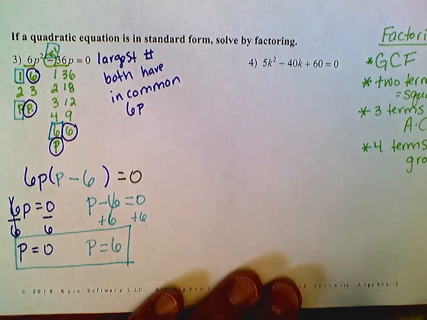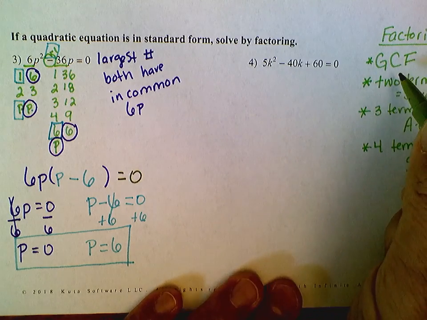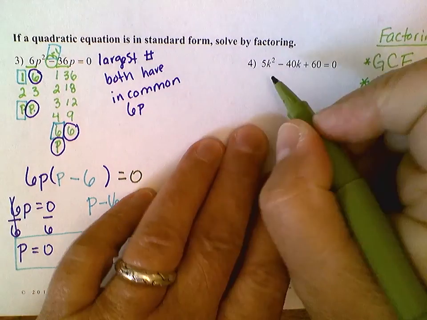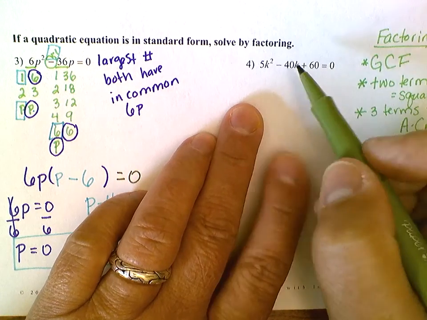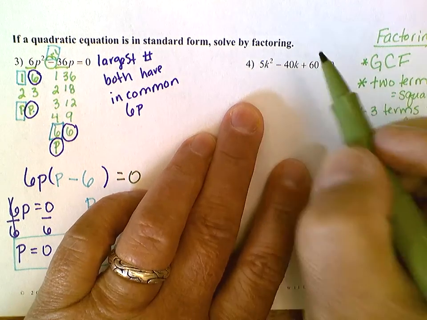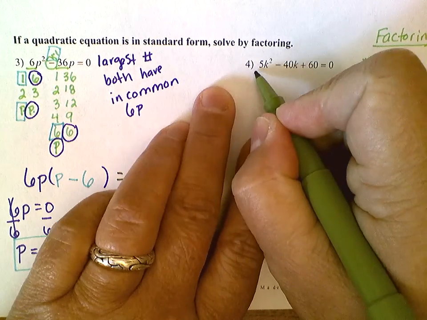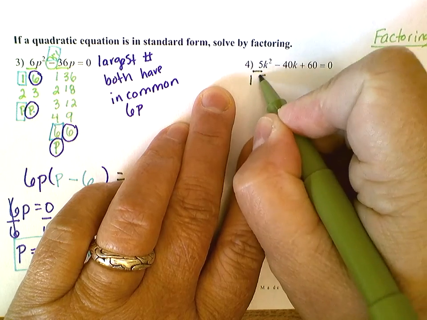How about for this trinomial here? So again, I'm going to look for a GCF first. That's always the first thing I look for. And I know, because I know my times tables, 5 divides into 40 and into 60. So I know my GCF is going to be 5. If you do not know your times tables, you have to make your lists.